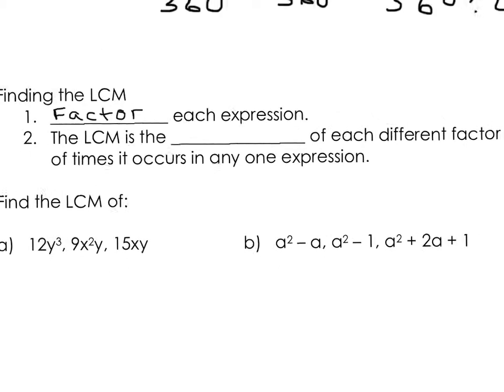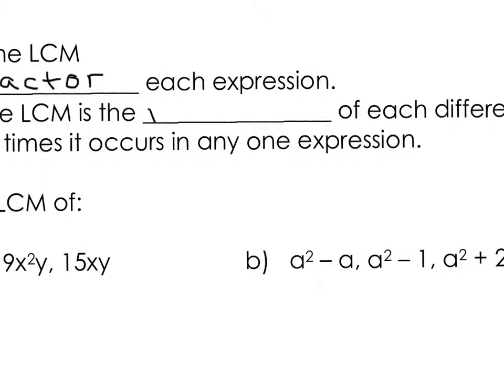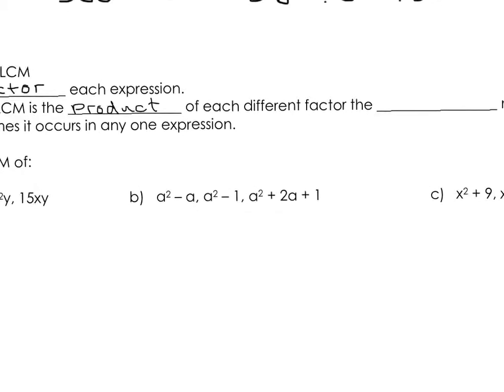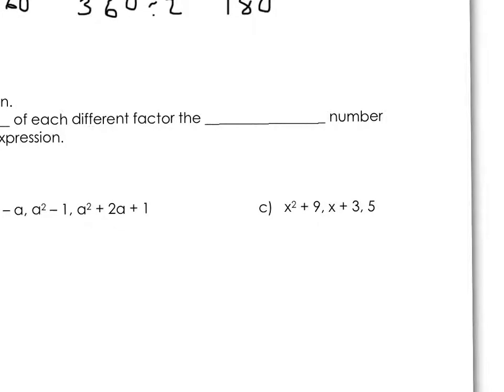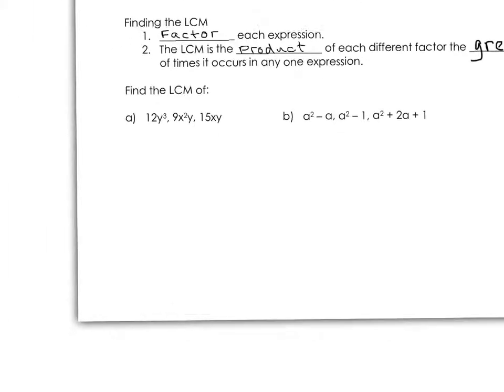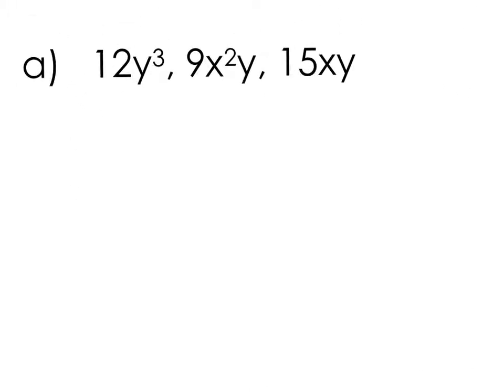The least common multiple is the product of each different factor, the greatest number of times it occurs in any one expression. Sorry, I'm wiggling all over the place, but I can't write when it's too small. So let's look at this.